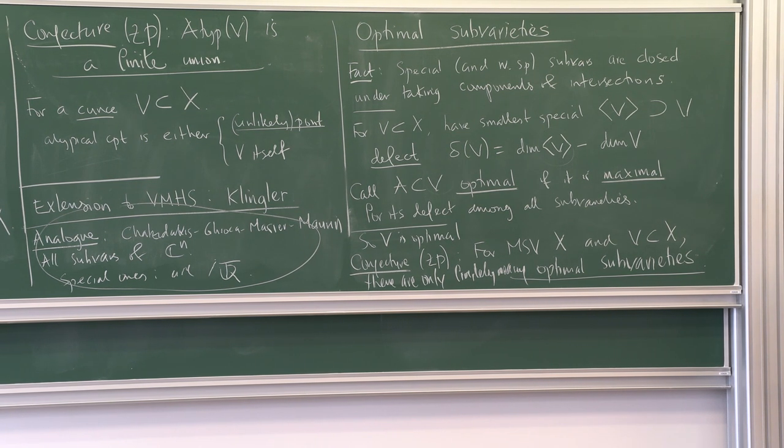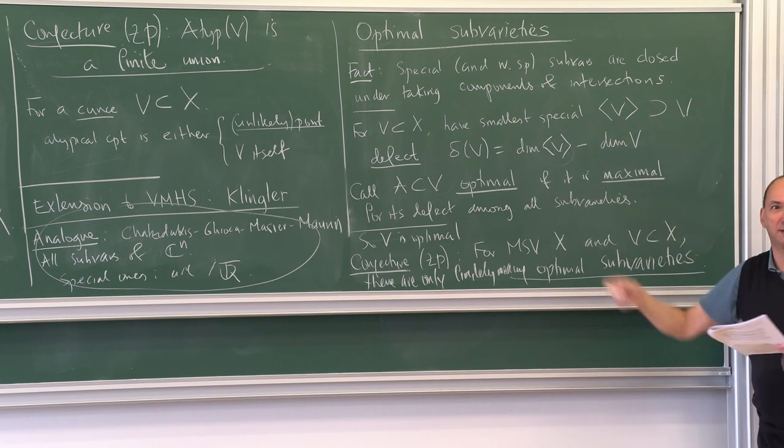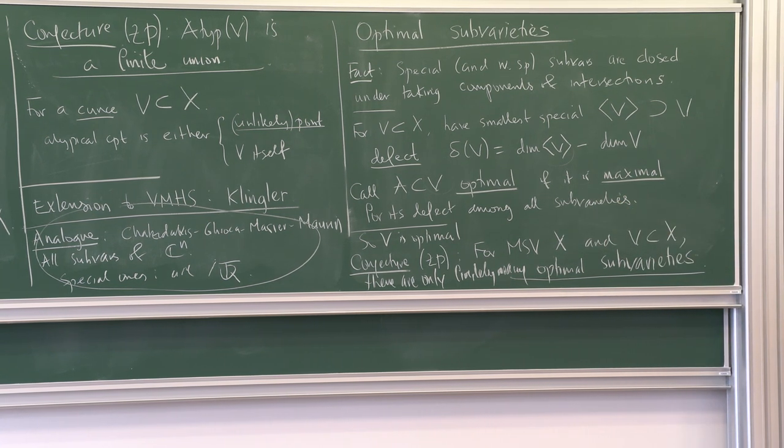Does Andre-Oort correspond maybe to some defect equal 1? Defect 0. Defect 0 is special subvarieties. Yeah, so you can also make a version, if you like, it implies things for each defect. Anyhow, you can do many formal manipulations with these conjectures.